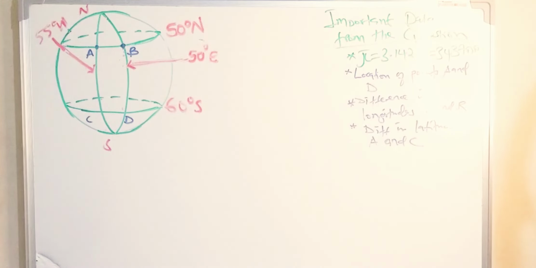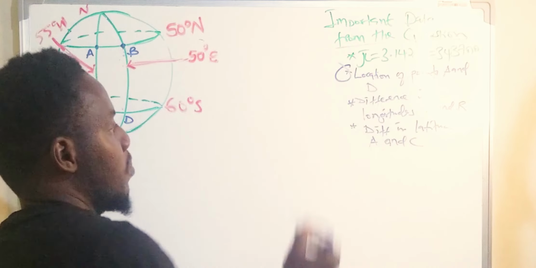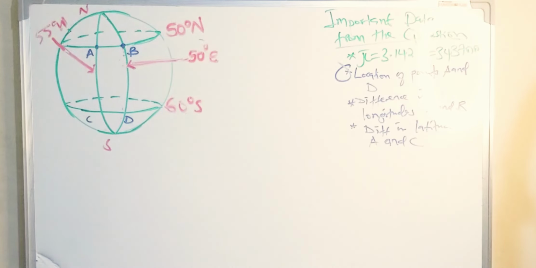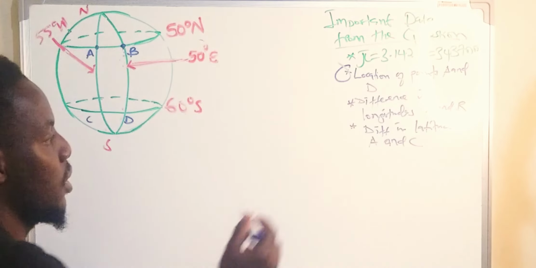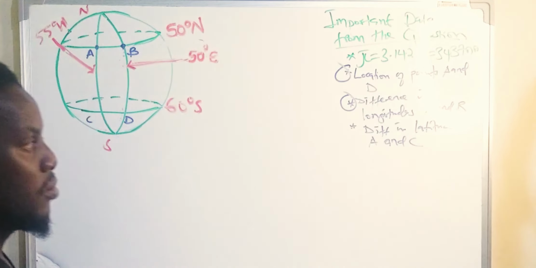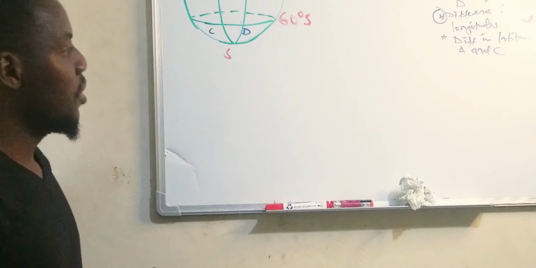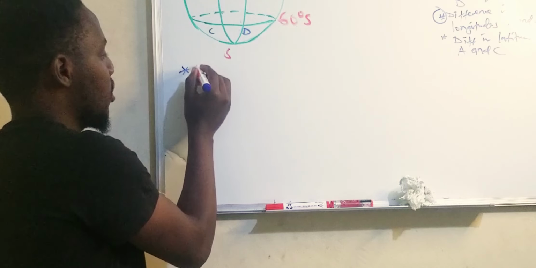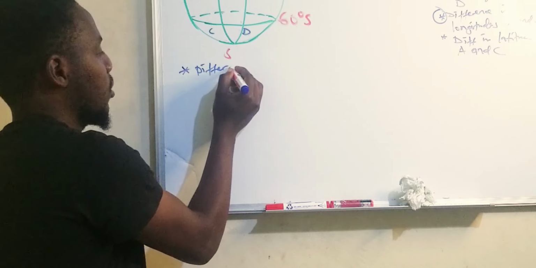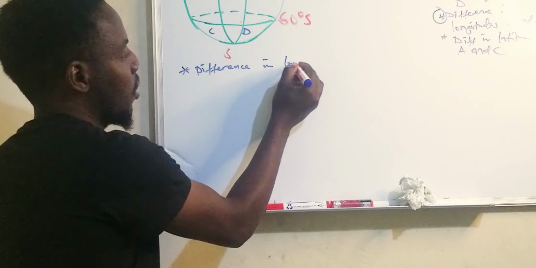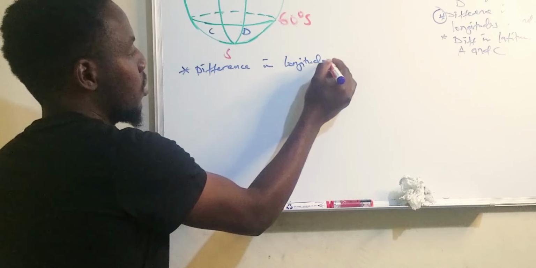Now that we are done with how you locate points on the Earth's surface, we can look at the question which tells us to find the difference in longitudes between point A and point B. So the question is asking us the difference in longitudes between A and B.